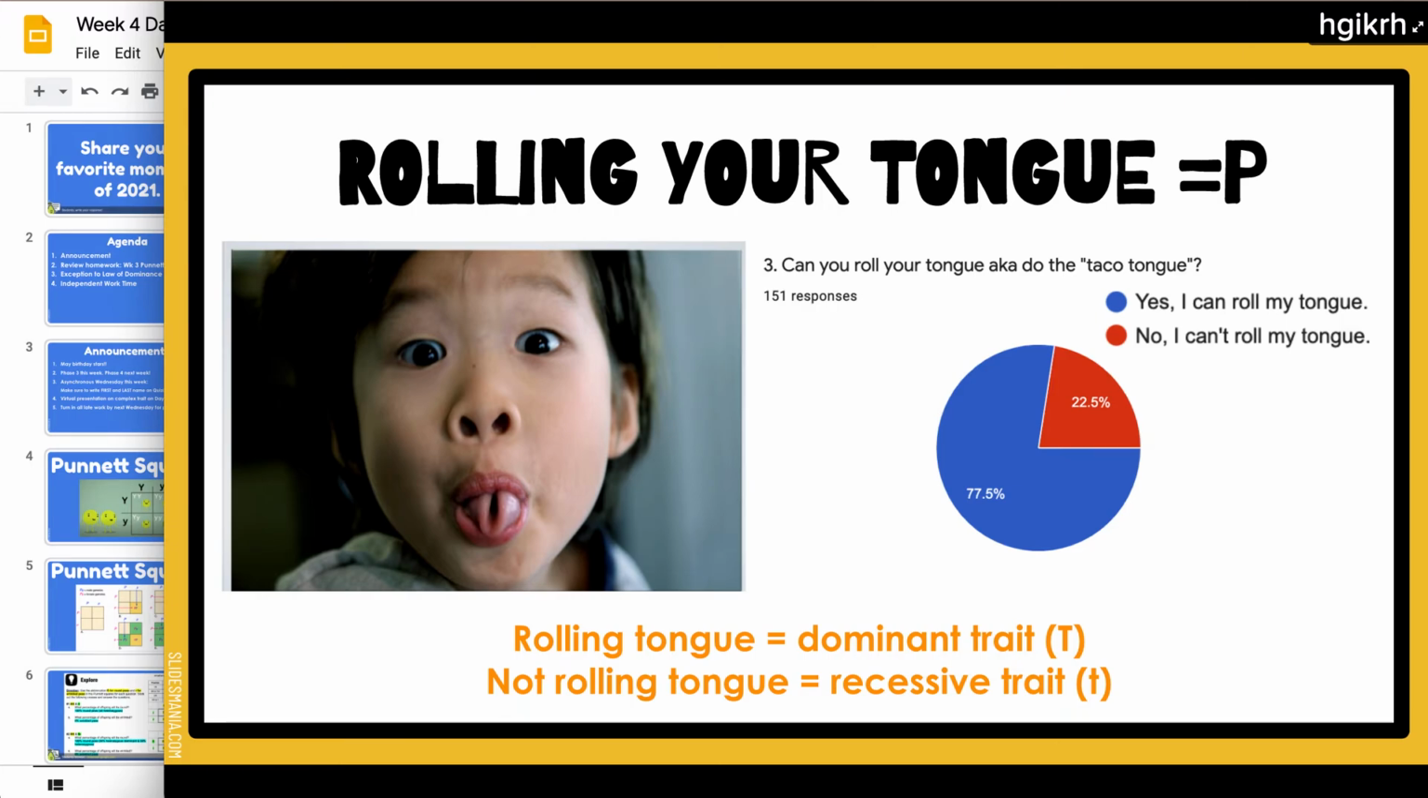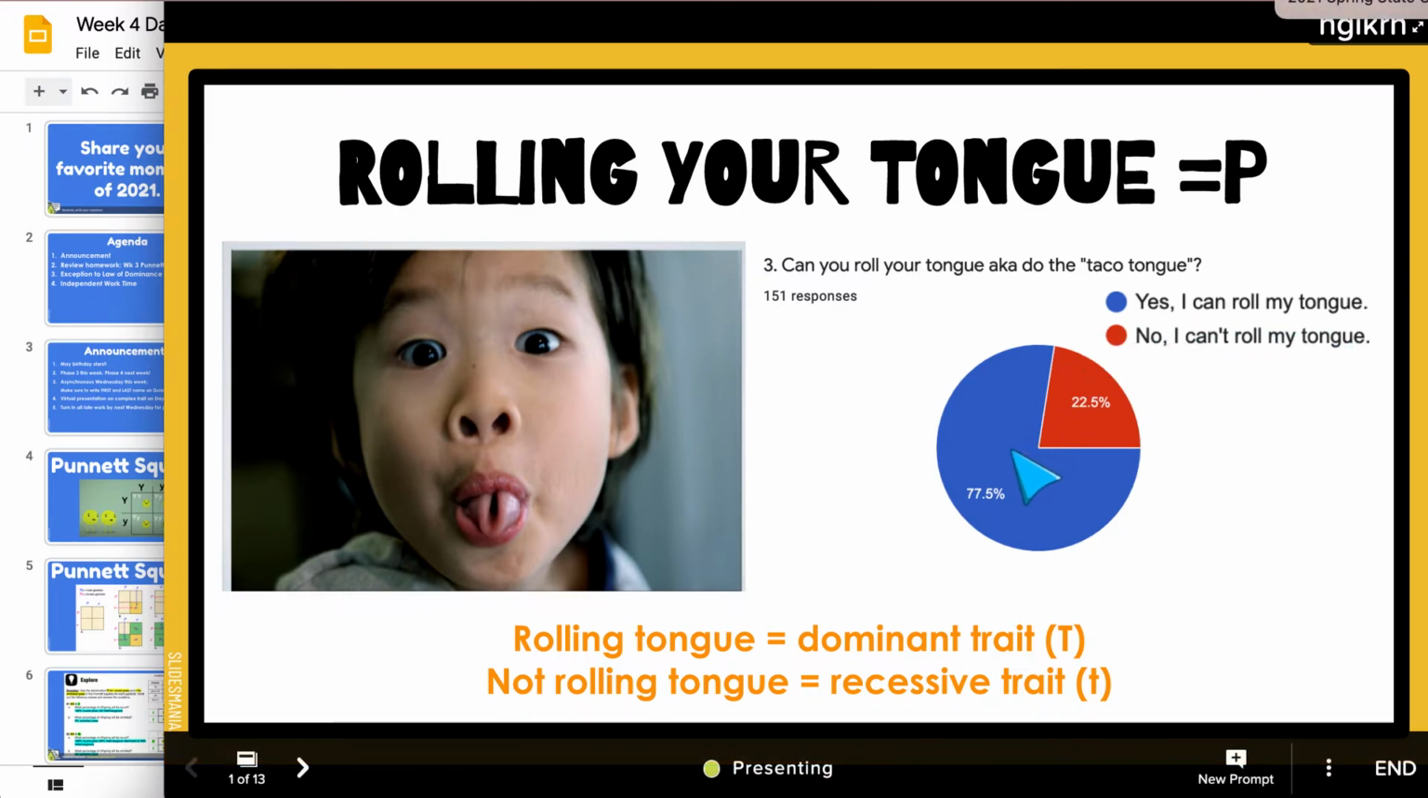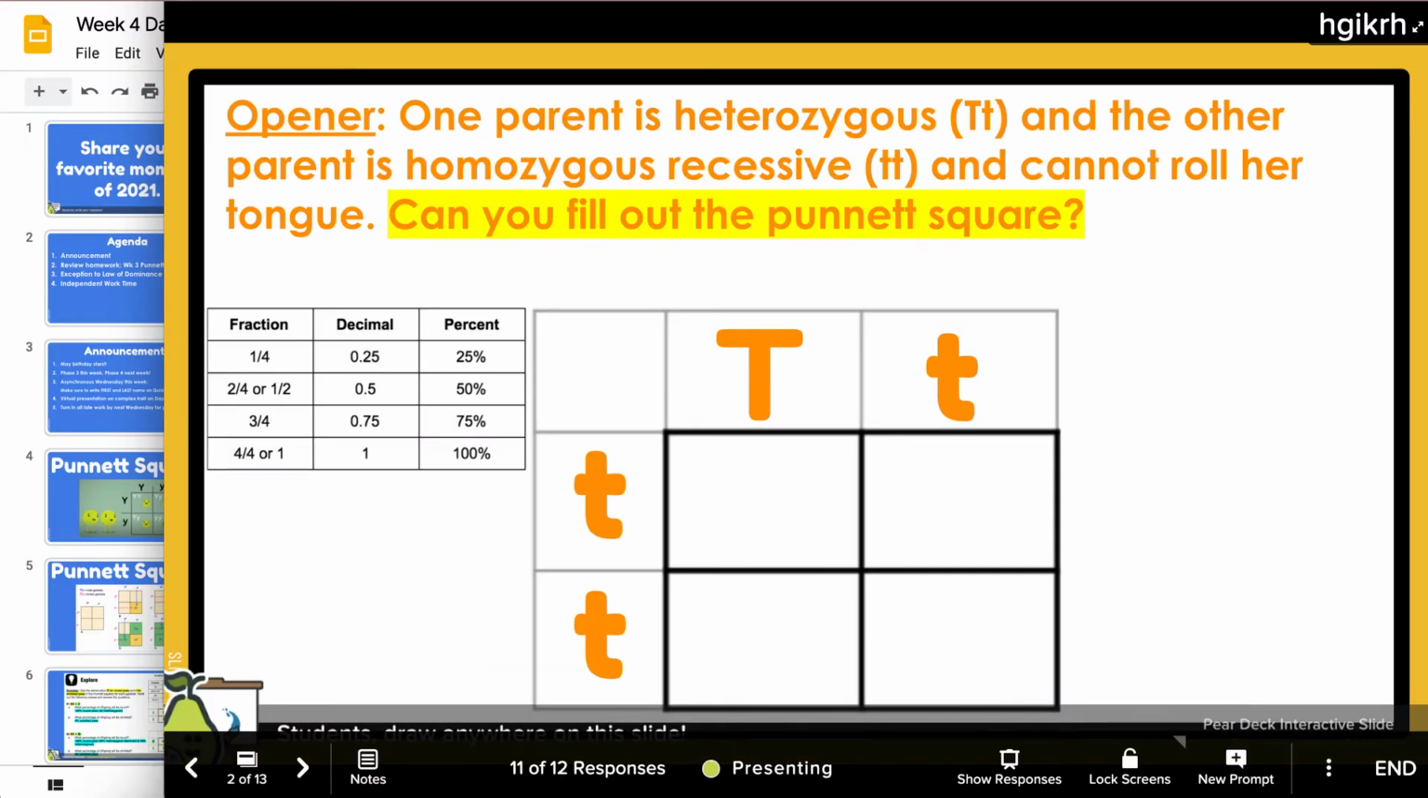We talked about this example before, whether you're able to roll your tongue. The reason we see many more people who can roll their tongue is simply that it is a dominant trait. That is why it is more common. Take a look at this example.